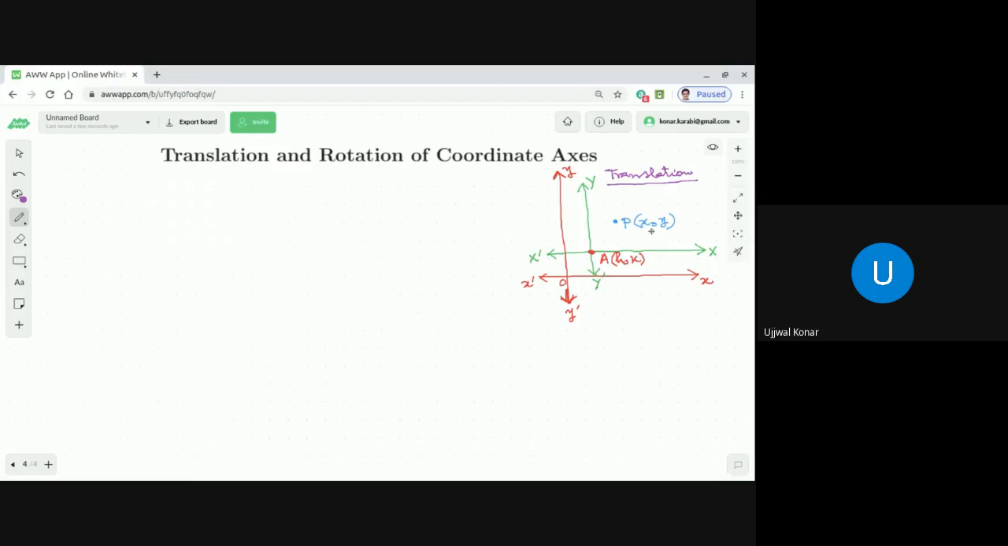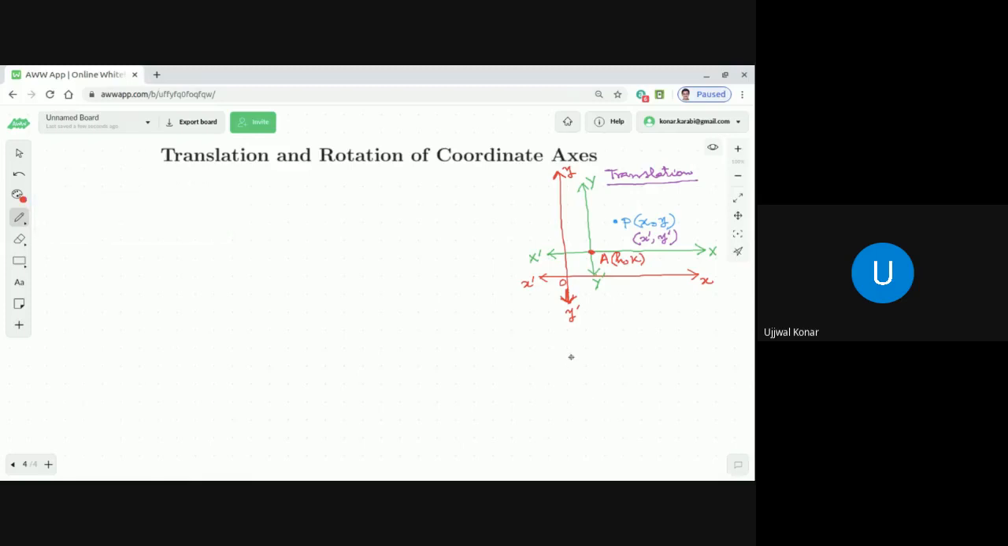That means the point P(x, y), so now it becomes what? Suppose the new coordinate becomes x dash comma y dash. What will be the coordinate of x dash comma y dash? That is the point of discussion that we will discuss. Now let us understand what is meant by rotation. Okay, so let us understand rotation now.